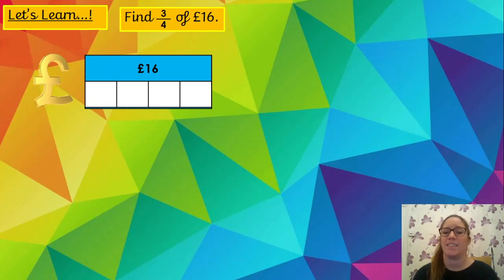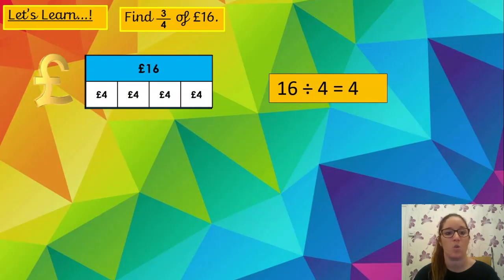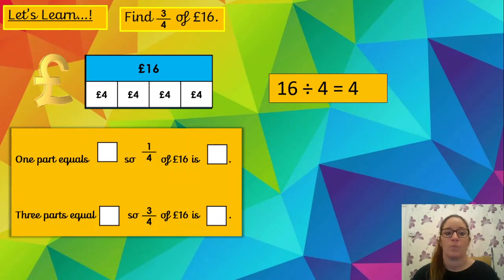Now, what is 16 divided by 4? Okay, we know that 4 times 4 is 16. So 16 divided by 4 is 4. And because our total is £16, each part is worth £4. Okay, so what does 1 part equal? 1 part equals £4. So 1/4, because 1 out of the 4 pieces is £4.